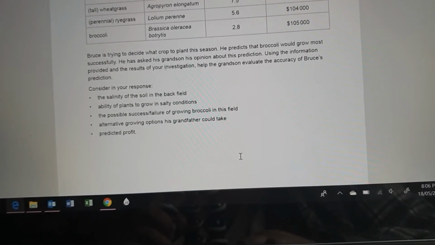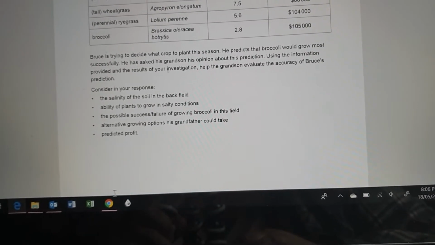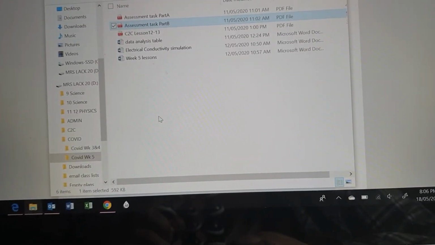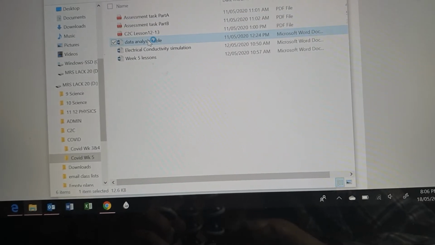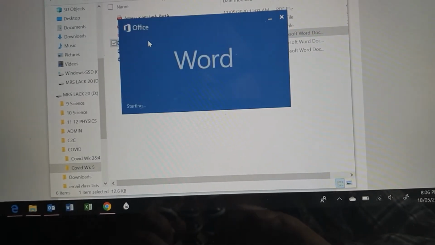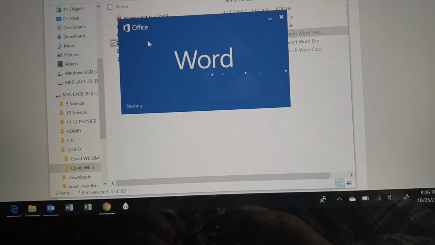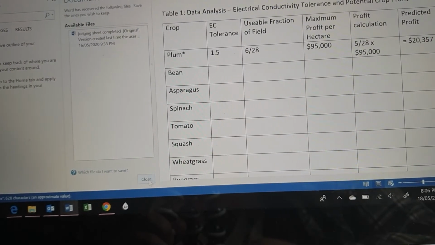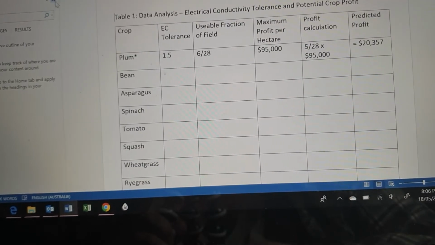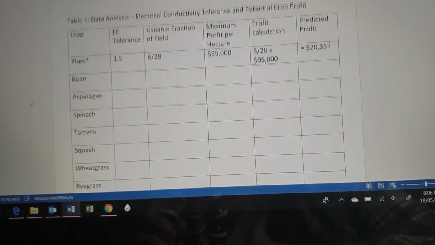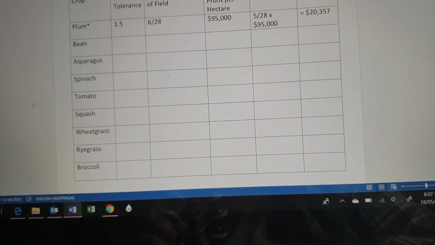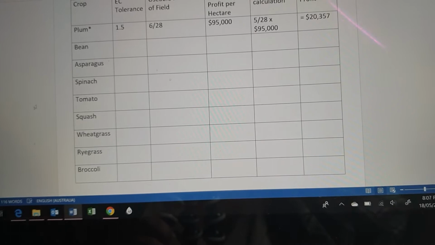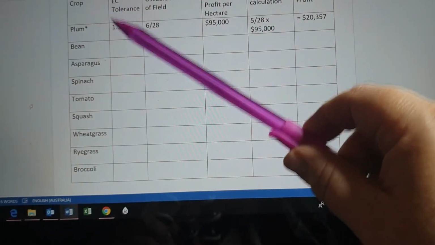All right, so I've made up a table for you to help you work this bit out. Here it is. And I've done the plum calculation for you. So if you look up plum in the table, it has an EC, electrical conductivity tolerance, of 1.5.